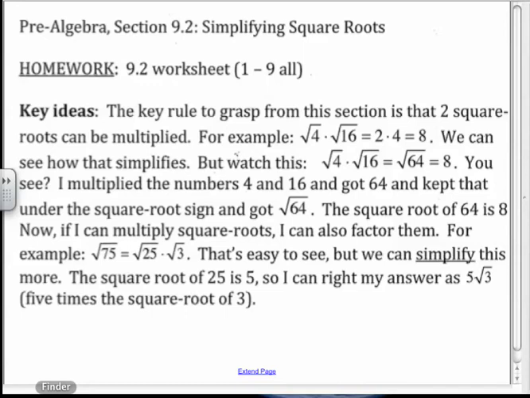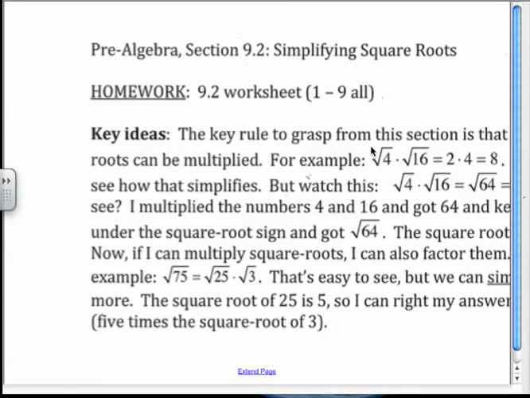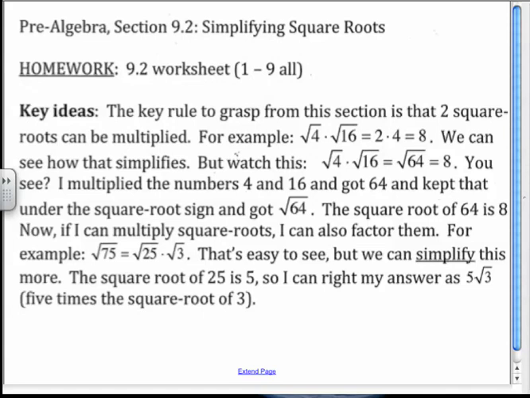Okay, now I want us to look at this first one. It says that this part right here, the square root of 4, that's 2. And the square root of 16 is 4. And it wants to multiply those two things, and we're going to get 8. And that's what it shows right here, right? The square root of 4 times the square root of 16 is the same thing as 2 times 4, which is 8. Okay? Now, we can see how that simplifies.